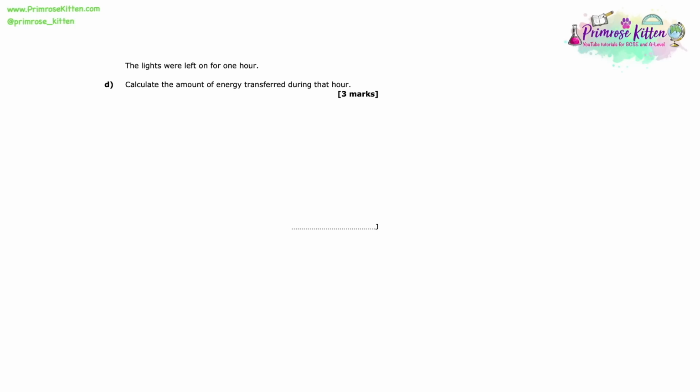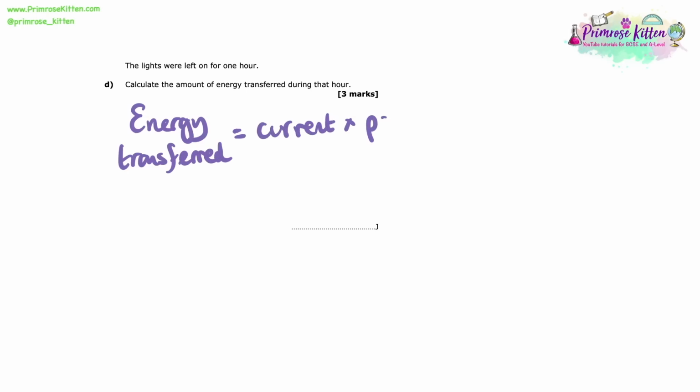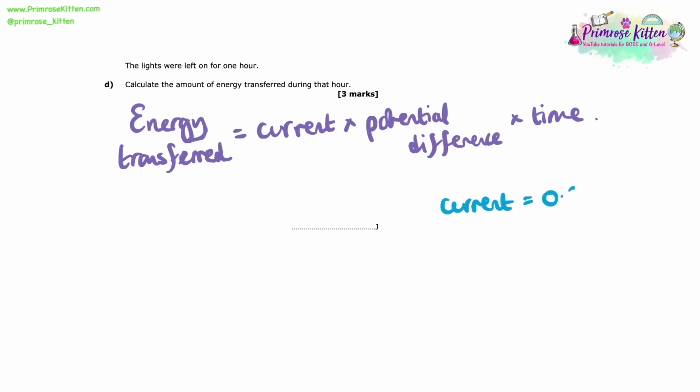The lights were left on for 1 hour. Here we're asked to calculate the amount of energy transferred during that hour. So here we need to know which equation to use again. The equation we're going to need here is that energy transferred equals current times potential difference times time. And the reason why that one is suitable is because we've just worked out the current, we were told earlier the potential difference, and in this question we're told the time. So we've got everything we need to get that energy transferred.